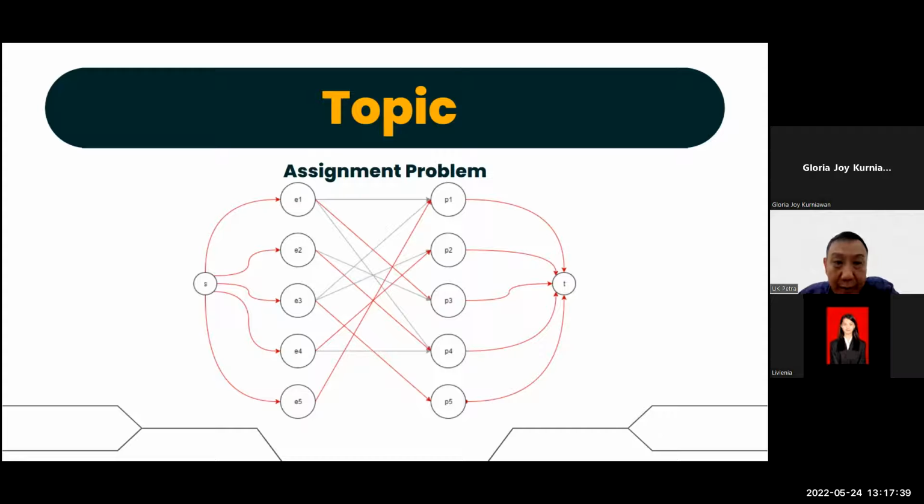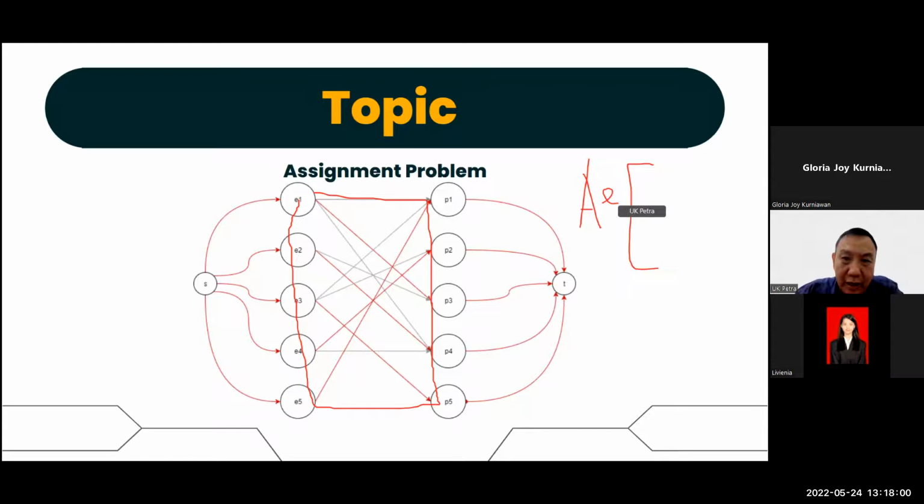The one in red, okay. So this is the one that you input. So your input is basically a matrix A, an adjacency matrix between E and P. Is that correct? Yes, this is 0 and 1. So it's a matching problem.